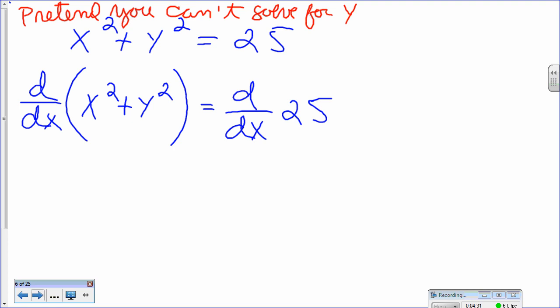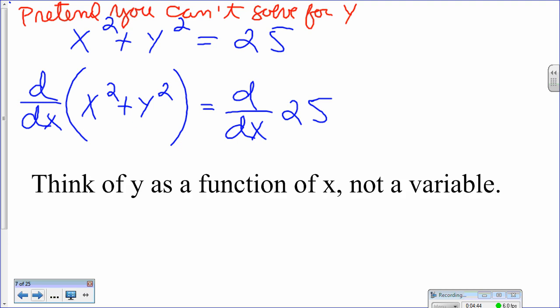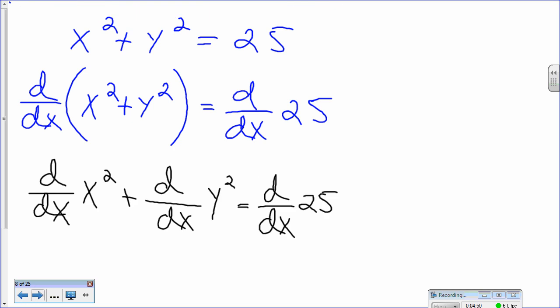Now when it comes to taking a derivative of a sum, we just take the derivatives of each individual term as we go through. Oh yeah, I forgot. Think of y as a function, not a variable. You're going to have me say that a few times. So I'm going to take the derivative of each of the individual terms in this equation. Now we'll start with the easy one.